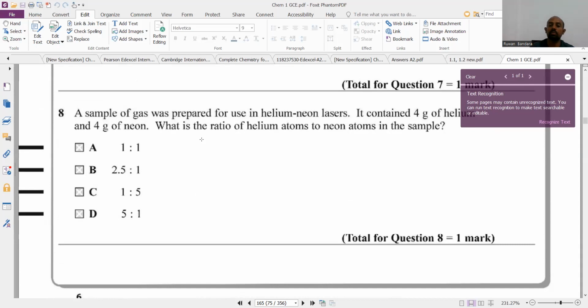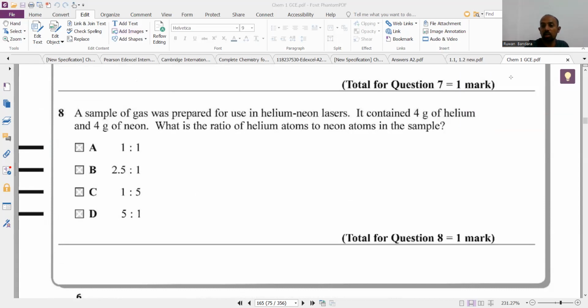This one, tricky question that you have to be very specific with the definitions. All right. Okay. Can you remove that purple part like that? Text recognition. Okay.